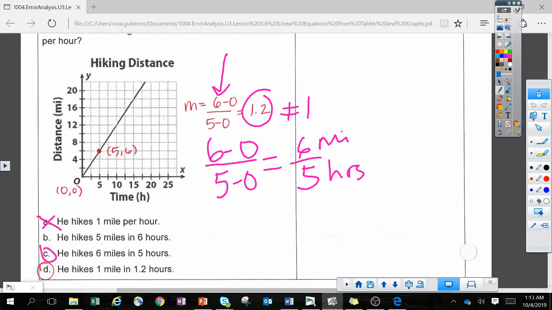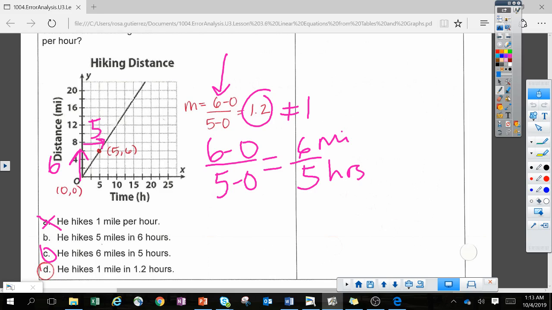Or another way to think about it is change in y and change in x. Well, change in y, I went up 6. Over change in x, I went right 5. Again, 6 miles per 5 hours.